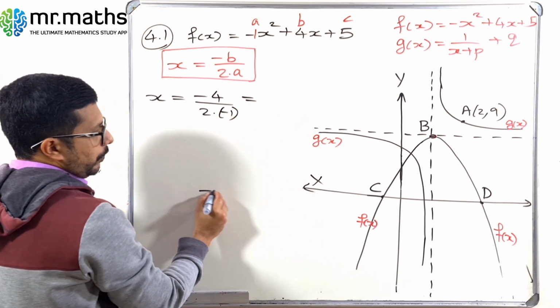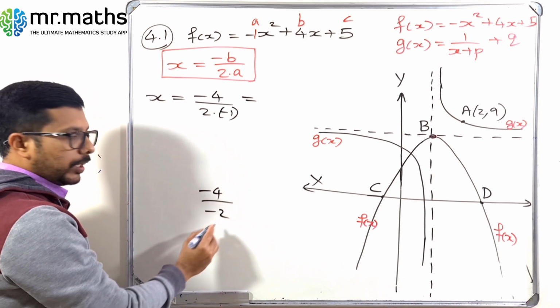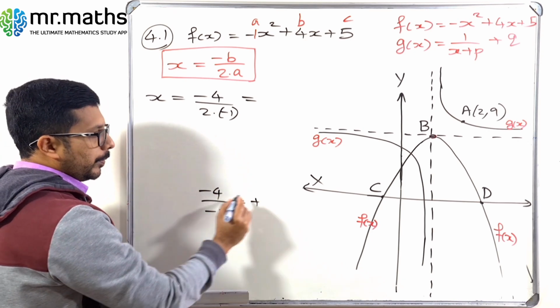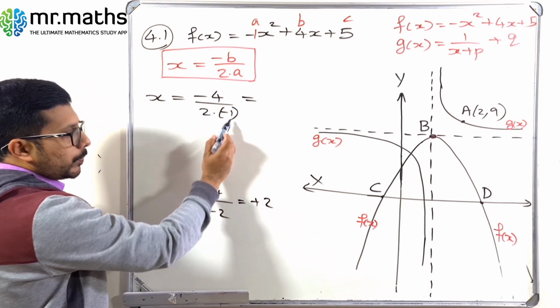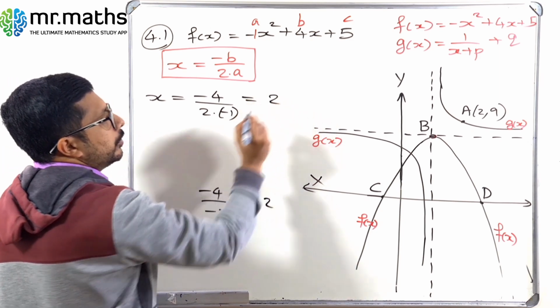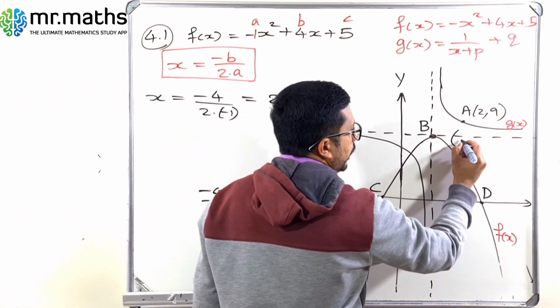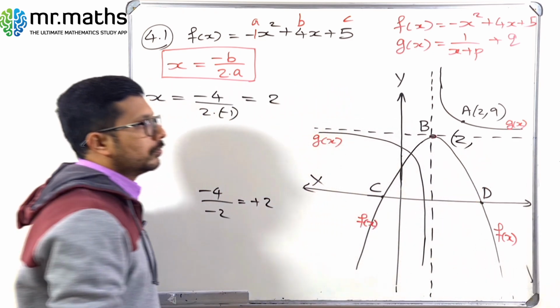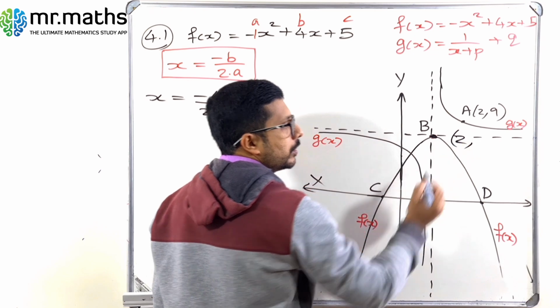So minus 4 divided by minus 2. Minus divided by minus is positive. 4 divided by 2 is 2. So minus 4 times 2 times minus 1 is minus 2. Okay, so what is the answer? 2. So it means that the x coordinate of this turning point is 2. The x coordinate of this point is 2.